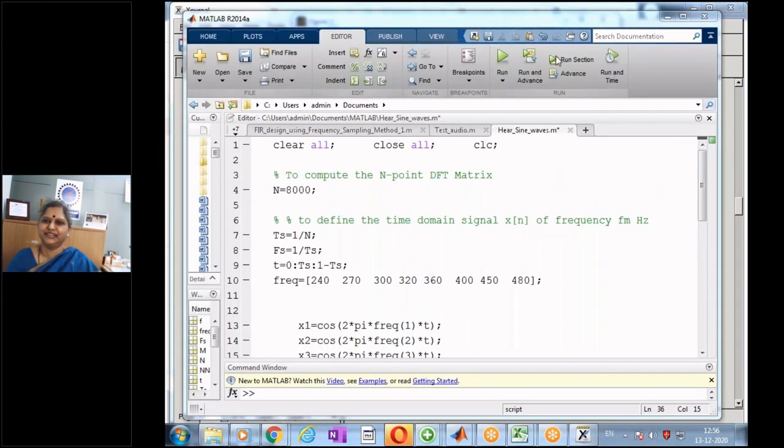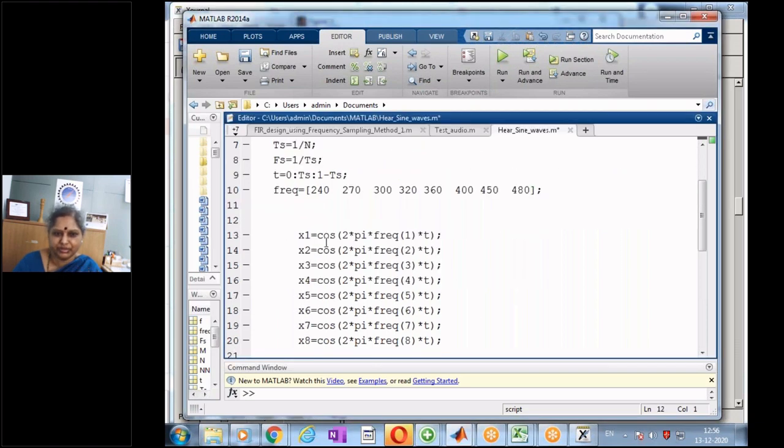So let's take the example. Let's just walk through the program. So now my sampling frequency is going to be, say, 8,000. And I have signals of low frequency, 240, 270, and so on, going up in certain steps, and I'm generating each of them. I could have put it in a loop, but just for ease of understanding, I put it in this manner.